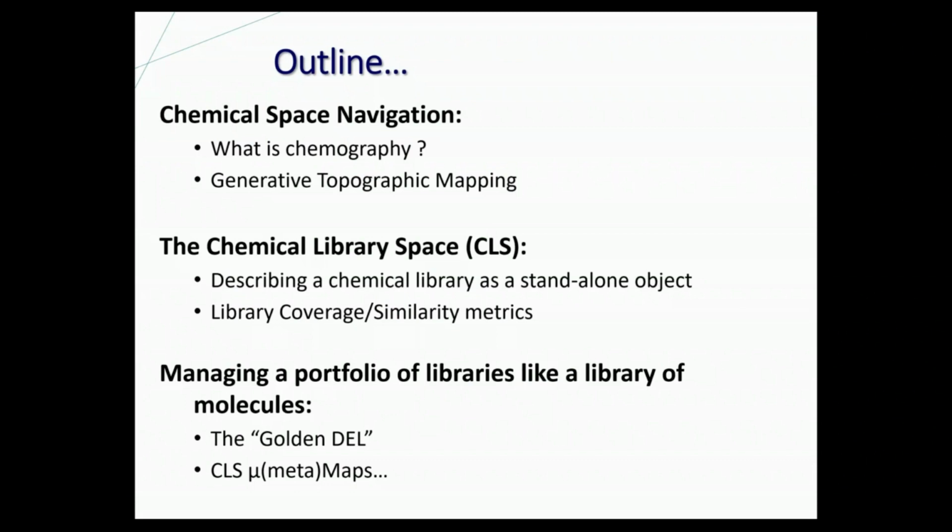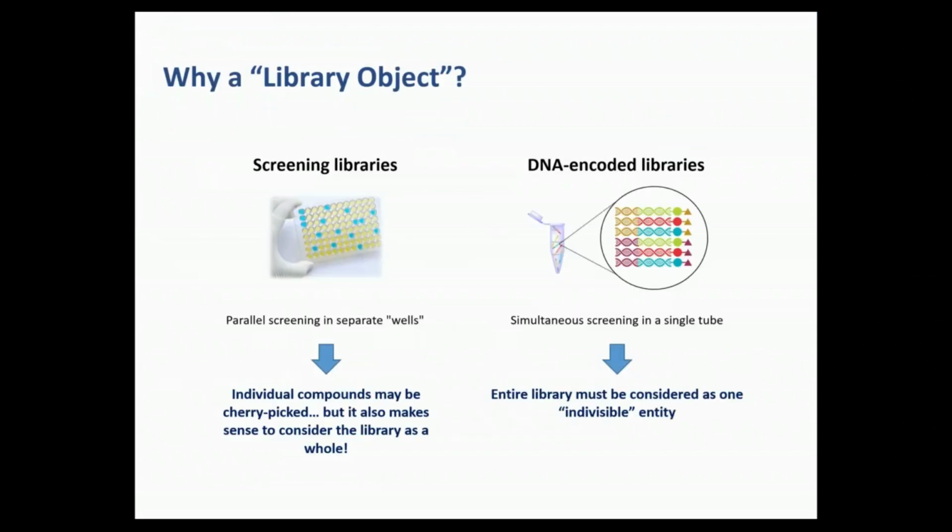And now let's come to the main topic, describing a chemical library as a standalone object. Well, why is this? Well, for obvious reasons. In a screening library, which comes in wells, right, you could, in principle, do cherry picking and make your screening campaign in terms of selecting individual molecules, but sometimes you simply wish to look at the library as a whole. In particular, when you do library comparison, it makes sense to characterize well, the corporate library versus the Sigma library versus the Enamine library, and so on and so forth.